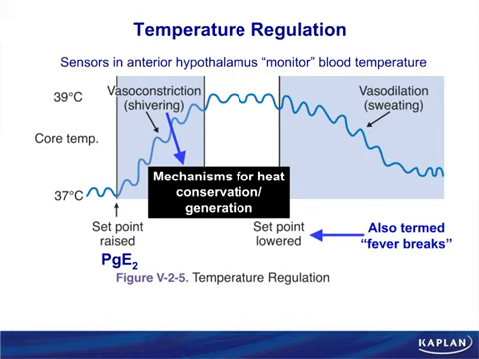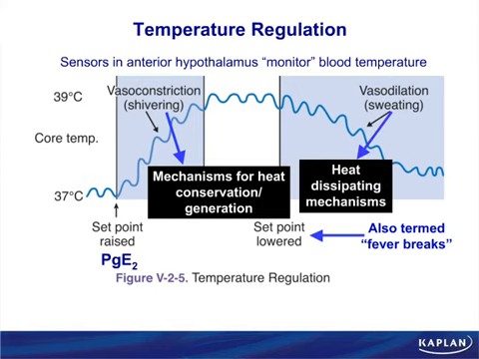Now, when the fever breaks, then that means the set point is returned back to the normal level. So it's gone from 39 down to 37. So what are we going to do? Engage mechanisms to drive body temperature down. It's like turning off your heater or turning on your AC. Well, for the body, what do we do? We vasodilate the skin. So an increase in skin blood flow is for dissipating heat. And we can also sweat. And the evaporation of sweat is a cooling mechanism.